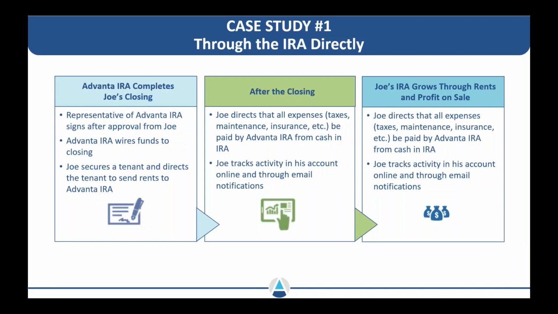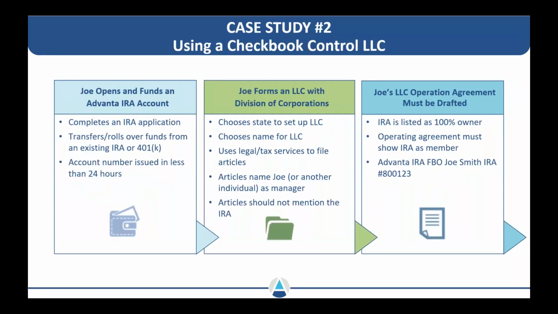Joe directs that all the expenses, so taxes, maintenance, insurance, are paid from the Advanta IRA cash, which he can do directly on his IRA portal with Advanta. And then he tracks all the investments and expenses directly through, again, his portal. He has account statements and the like. And in the sale, again, a sale is just a purchase in reverse. All the funds come directly back in from the closing to the IRA. There's no tax reporting that is needed on that. It's just a sale of an asset, cash comes back in, and then Joe could potentially just rinse, wash, and repeat.